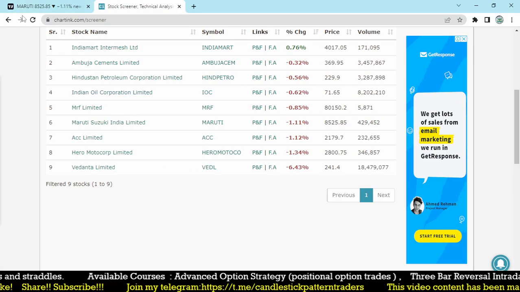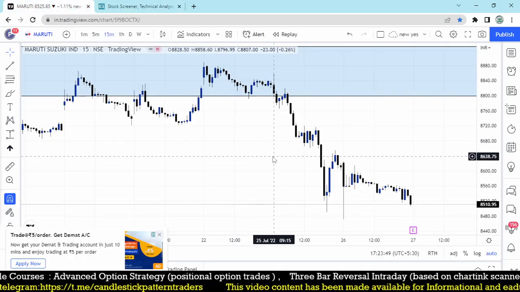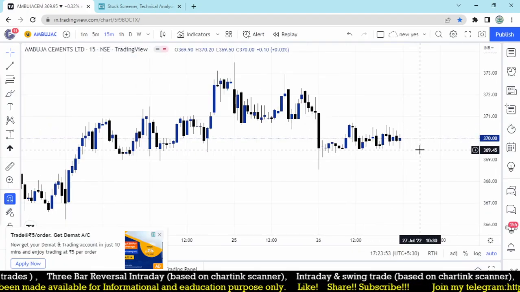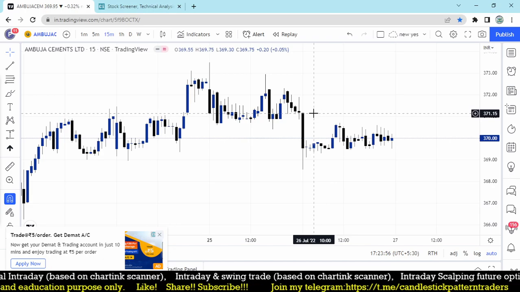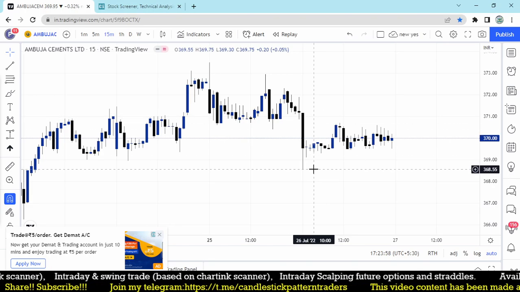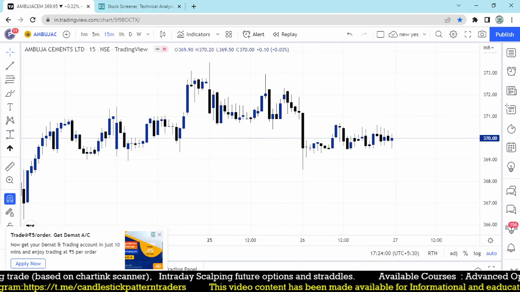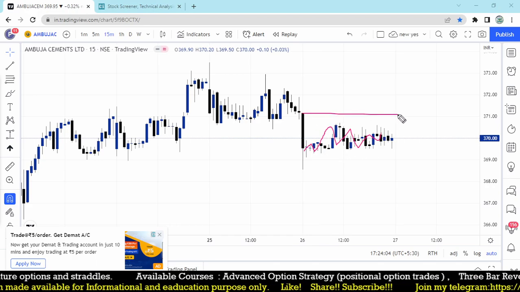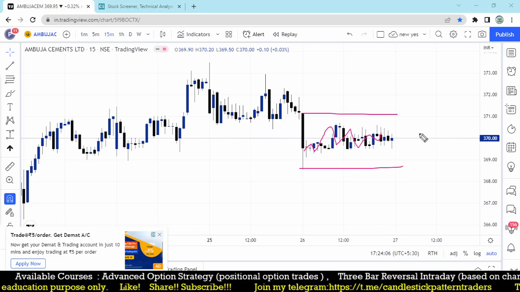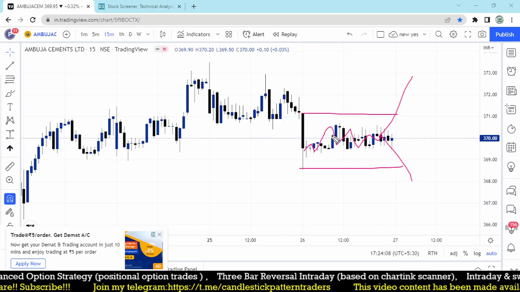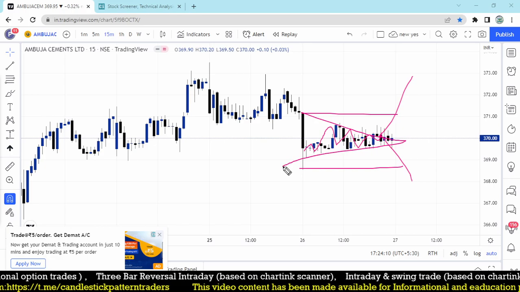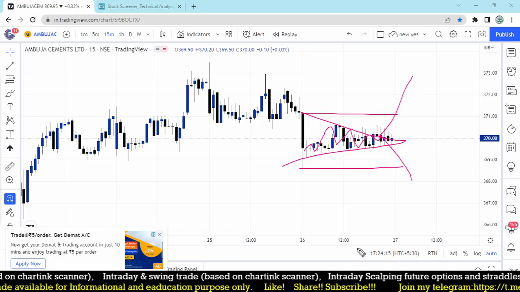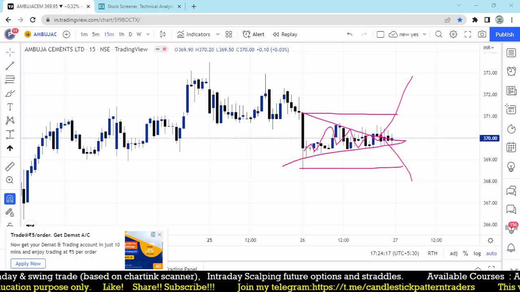And IOC, Hindustan Petroleum, Ambuja Cement, a lot of stocks. Ambuja Cement is currently moving very well, but today it is very flat. The high is 371, the low of the day is 368. It was trading in a very narrow range. But tomorrow there is an opportunity. If it breaks that level or breaks that level, the key point is the greater than symbol. This looks like a greater than symbol. Will it be a greater than for our next trade?